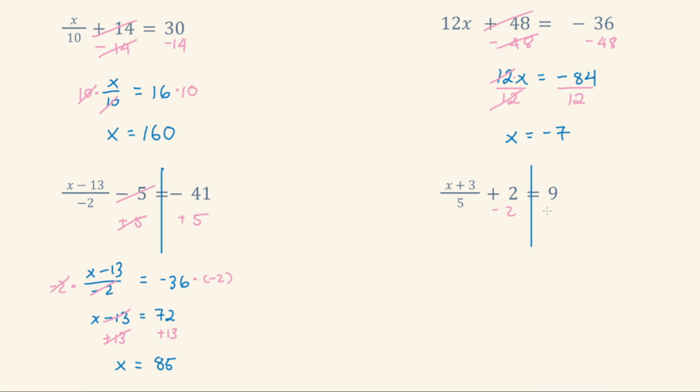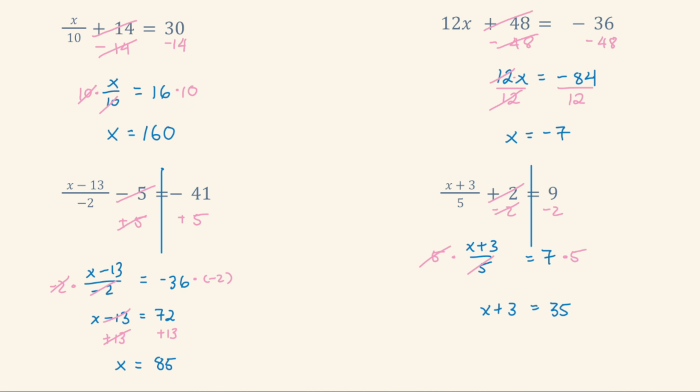I'm going to minus 2. I'm going to minus 2. These cancel out. So that all I'm left with on the left is the fraction x plus 3 over 5. And on the right side, I have 9 minus 2, which is 7. Now, I have to remember the order was x plus 3, then divided by 5. So I have to undo the division next, because that was what happened last. So I'm going to multiply by 5, multiply by 5. Okay, these cancel out. On the left side, I just have now x plus 3. And on the right, I have 7 times 5, which is 35.